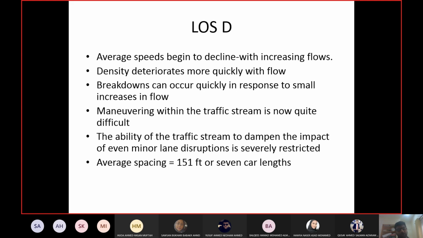Minor lane disruptions, let's say a driver stops for a few seconds on the lane, will cause a lot of effect on the flow. It will cause the flow to stop, even with minor disruptions. In level of service C, we said we require a major disruption to have breakdown, but in this case, even a minor disruption can cause a breakdown. The spacing in this case goes around 151 feet or 7 car lengths.